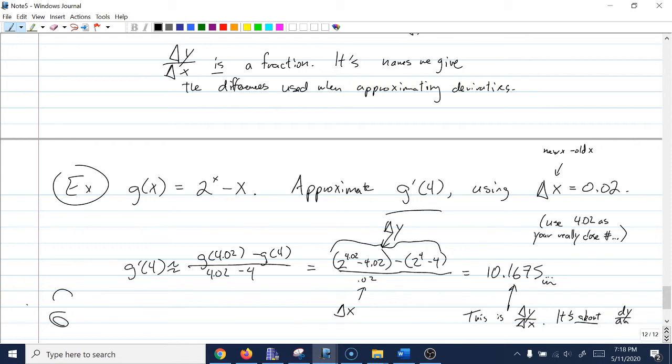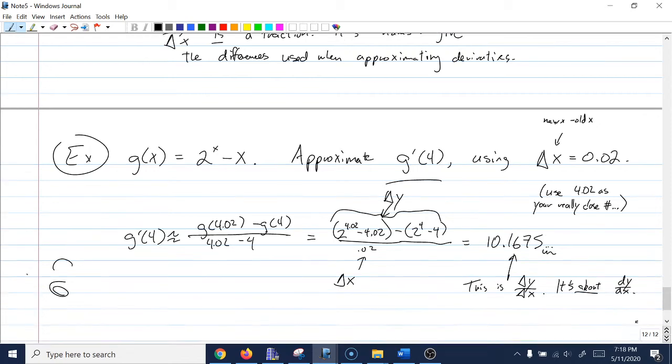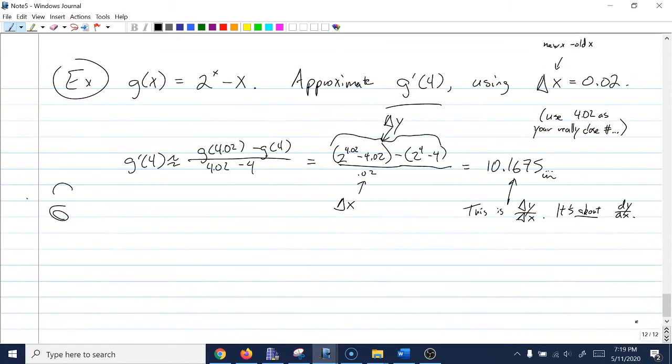And it's about dy dx. The thing we want to keep clear on is that dy dx is the actual derivative. Delta y over delta x is not the derivative, it's an approximation of the derivative. Meanwhile, I would say that this 10.1675 is about dy dx. I would say that this 10.1675 is delta y over delta x.